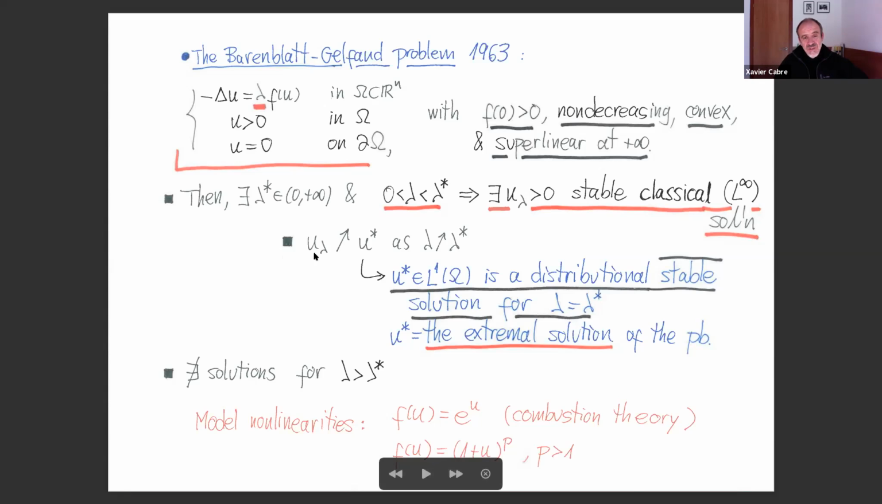Increasing in lambda, the solutions increase as lambda increases, and they converge to a weak solution that, in principle, pretty much the only thing we know is that it's an L1 function, and it's a distributional stable solution for lambda equals lambda star. And we call it the extremal solution of the problem. At the same time, for lambda bigger than lambda star, there are no solutions, even in a very weak sense, no solutions at all, okay?